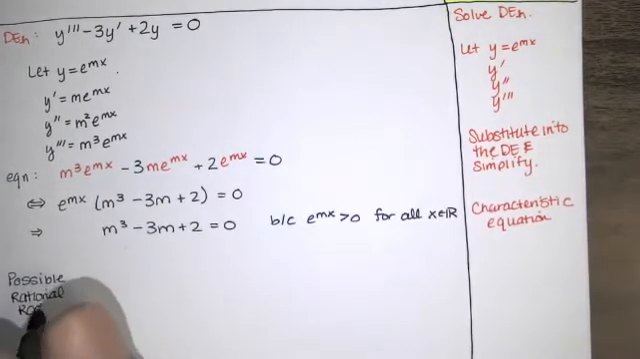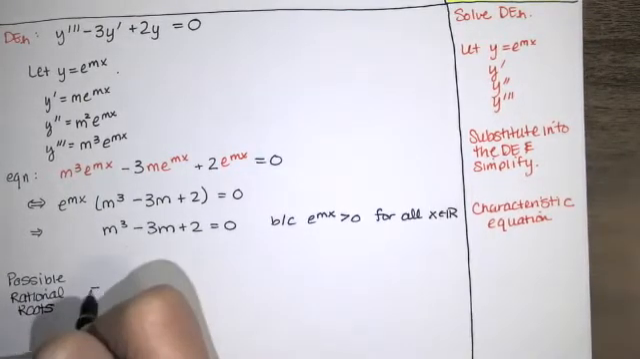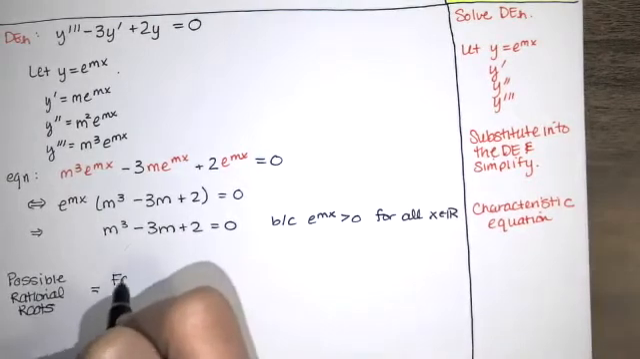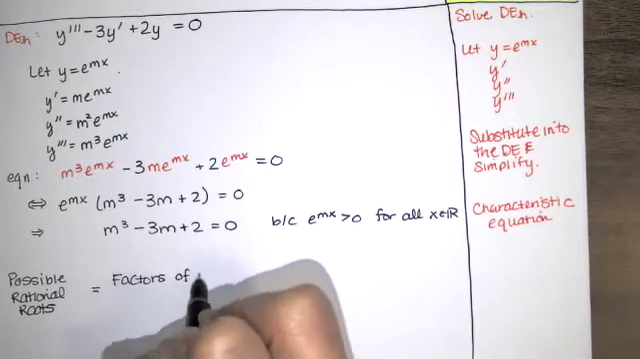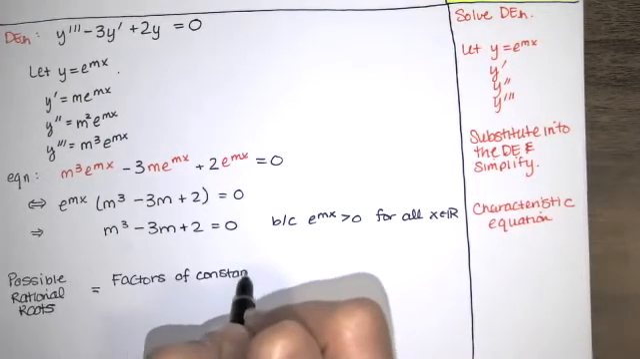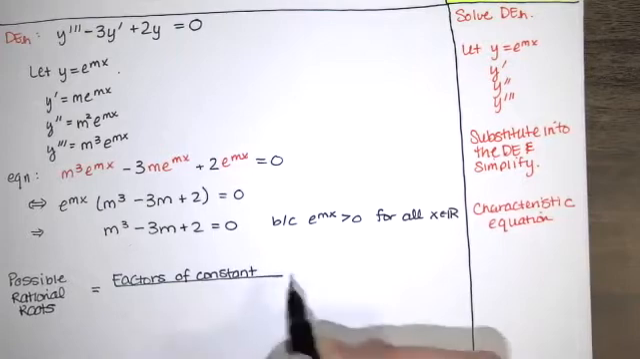Because if I have a root, I know what the corresponding factor is. Now, the possible rational roots of a polynomial equation are given by the factors of the constant term divided by the factors of the leading coefficient.